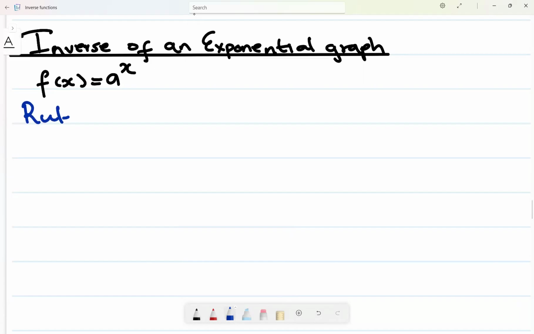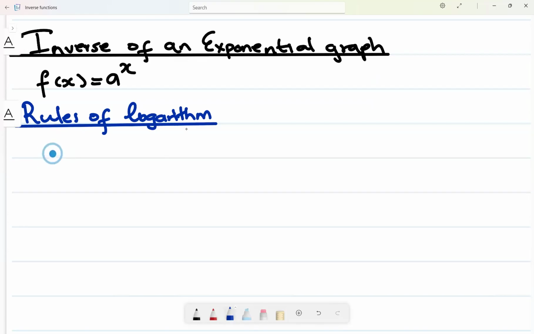Rules of logarithm. Why do we need rules of logarithm? Assume that you have y equal to f of x, which is equal to a to the power of x. Now try to solve for the inverse. What are you going to do?